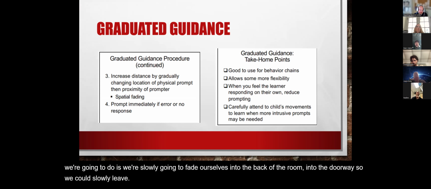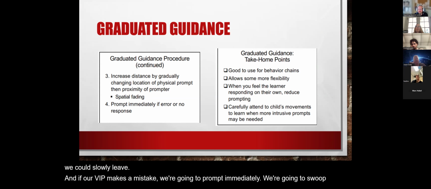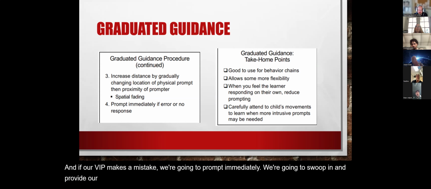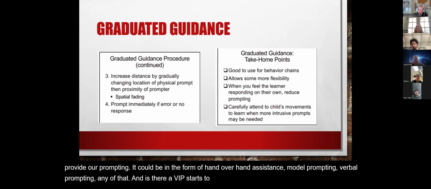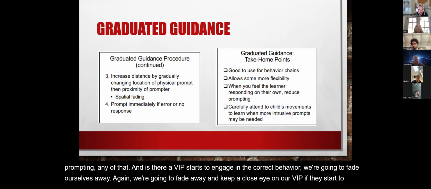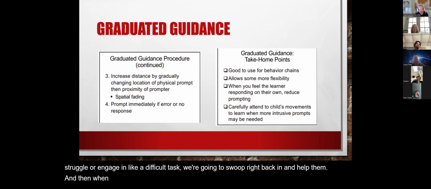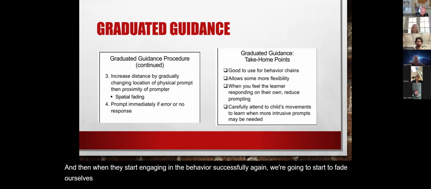And if our VIP makes a mistake, we're going to prompt immediately. We're going to swoop in and provide our prompting. It could be in the form of hand-over-hand assistance, model prompting, verbal prompting, any of that. And as our VIP starts to engage in the correct behavior, we're going to fade ourselves away again. We're going to fade away and keep a close eye on our VIP. If they start to struggle or engage in a difficult task, we're going to swoop right back in and help them. And then when they start engaging in the behavior successfully again, we're going to start to fade ourselves away again. So use for behavior chains.